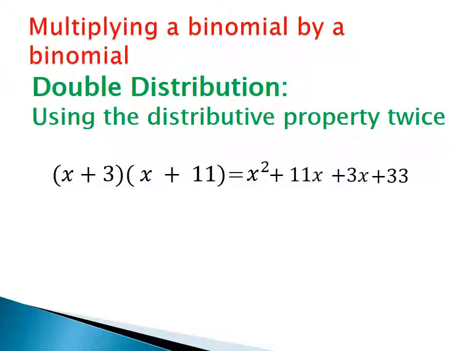Now, since we have x squared plus 11x plus 3x plus 33, we have to ask ourselves, are we going to be able to simplify this expression? And the answer is yes, because we have like terms. 11x plus 3x are like terms, and when we combine these two like terms, we end up with 14x. So all I need to do now is to list all my terms next to each other, and I'm going to end up with x squared plus 14x plus 33.